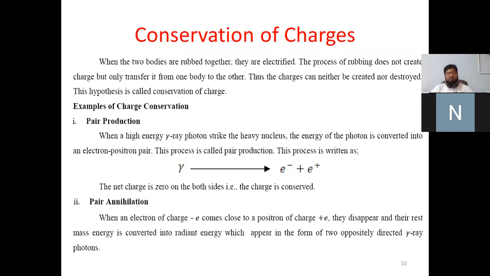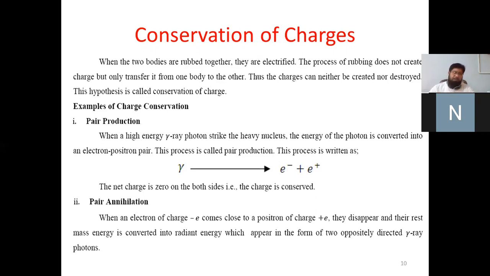You know that the charge can be conserved. This is known as the conservation of charge. It means the positive charge and negative charge can combine together to form a neutral particle. For example, if we combine an electron and a proton together, it can form a neutral. If we combine an electron and a positron, the positron is the antiparticle of the electron, because you know that in particle physics, every particle has its antiparticle.